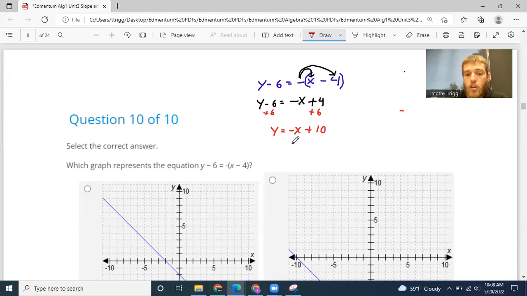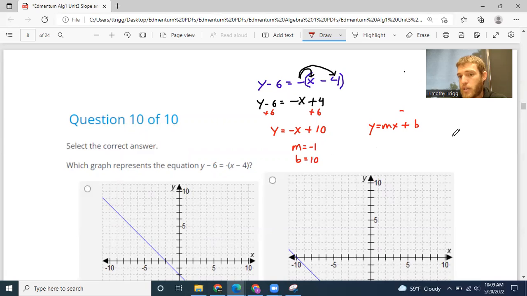Now we can see our slope. Well, what's our slope? Well, remember, the slope is whatever's next to the x, right? So in our case, there's a -1 essentially next to the x. So whenever you see just a negative in front of the x, you can think of it as a -1 for its coefficient. So -1 is our slope. And our b in this case is 10.